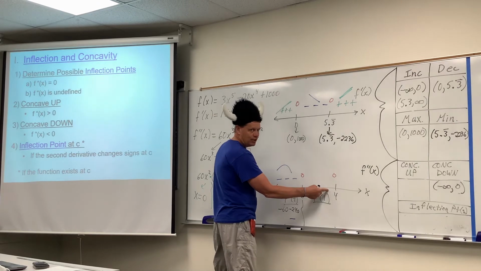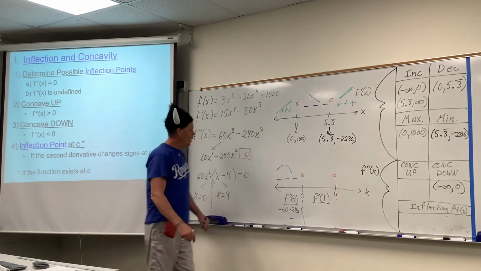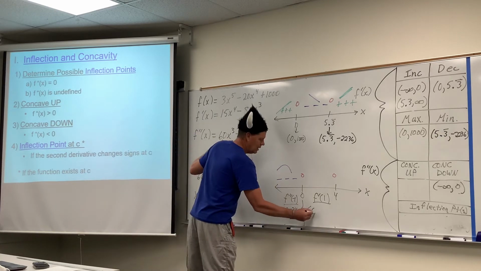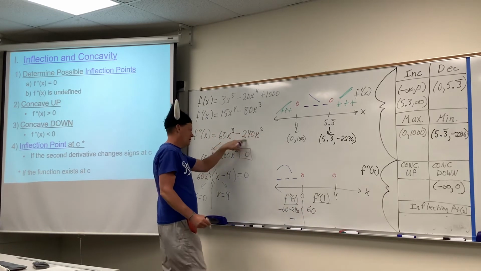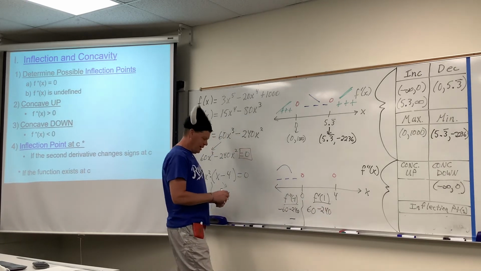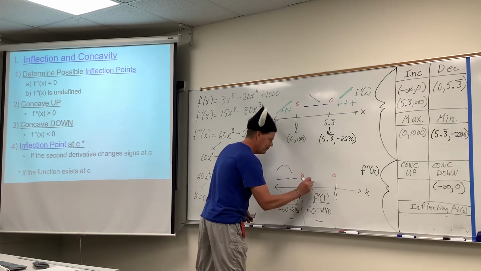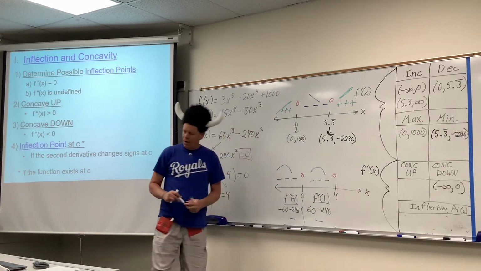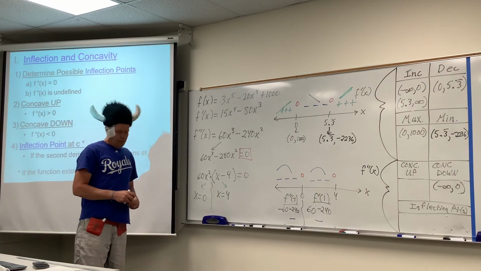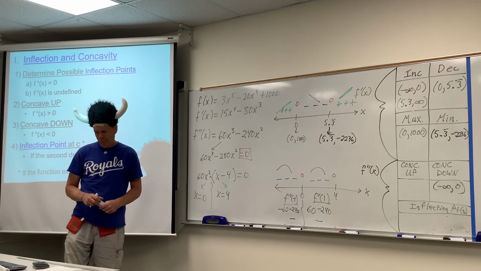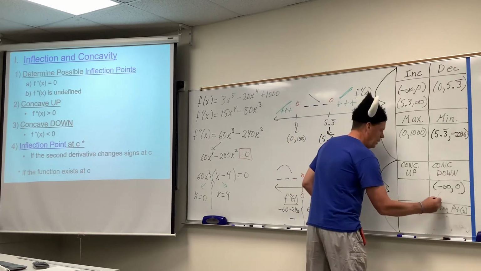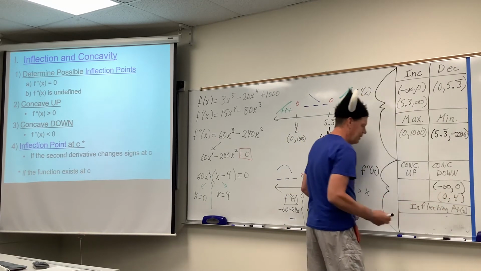F double prime of 1, or you could do pi, 3.141592653, that's in there, pi. I'm going to do 1. 1 cubed is 1 times 60, 60. 1 squared is 1, minus 240. Well, that's also negative. I'll be darned. Still concave down, isn't it? Sorry. So from 0 to 4, it's still concave down, isn't it?